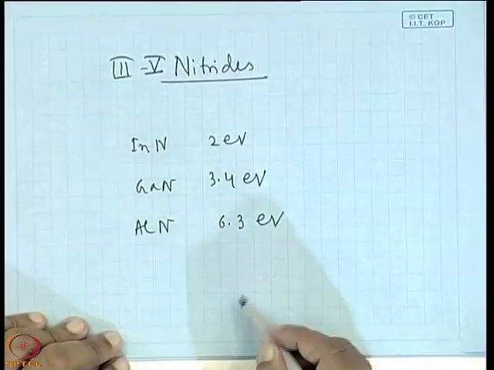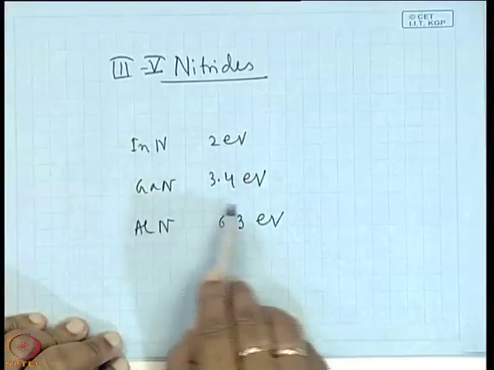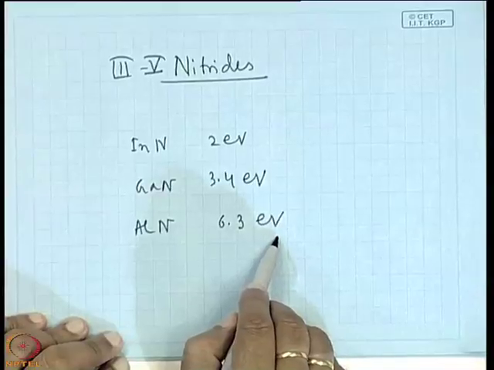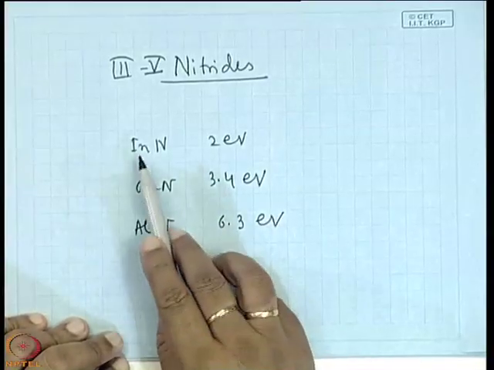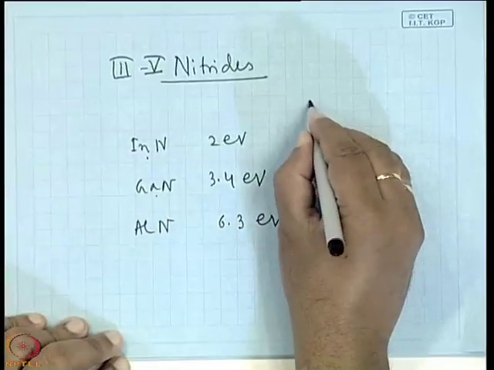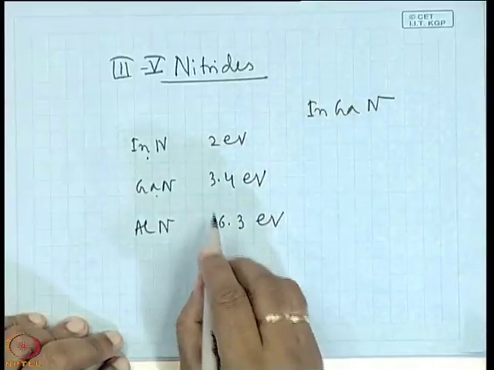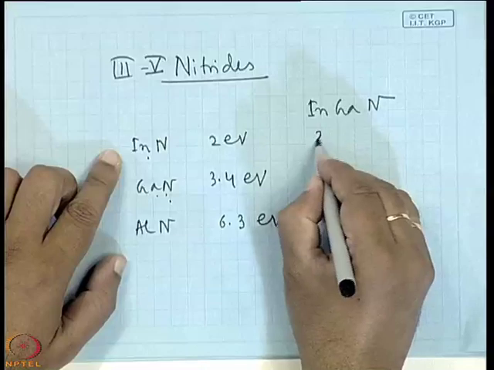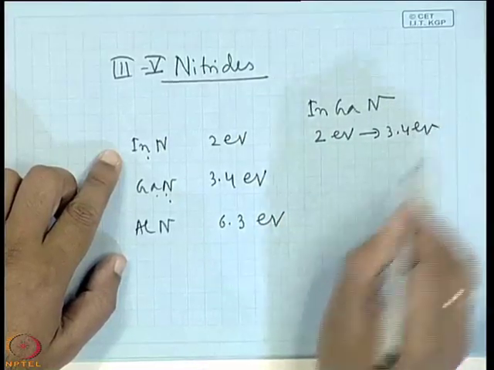What do you find from this data? Indium nitride is 2 electron volt, gallium nitride is 3.4 electron volt, and aluminum nitride is 6.3 electron volt. What you find is that if you grow indium gallium nitride, you can tune the band gap from 2 electron volt to 3.4 electron volt.